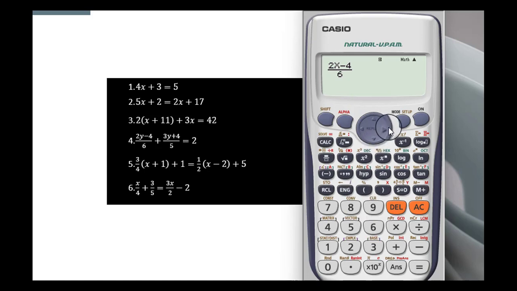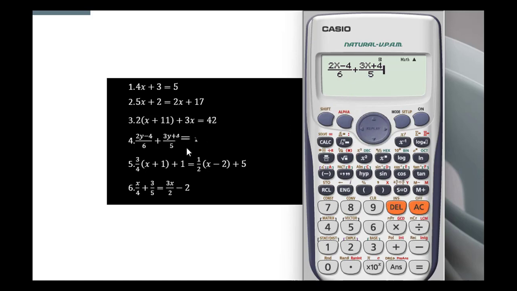Then I'll scroll forward. Then I'll bring my plus, another fraction key. Then I'll key in 3 alpha x plus 4. Then you scroll down over 5, all over 5. Then you scroll forward.